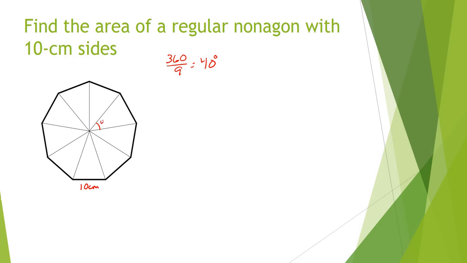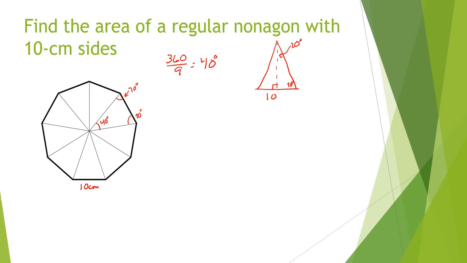Subtracting that from 180 leaves me 140, and therefore these two angles here are 70 degrees each. So those are the dimensions and what we have. So let's pull out here one of our triangles, a base of 10, an apothem that we don't know how long it is, but I do know that this angle here is 20 degrees, and the angle down here is 70 degrees.